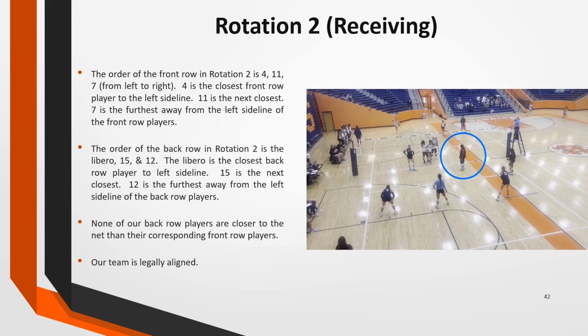Now let's look at number 11, our middle front, and our setter, our middle back. It's clear that our middle front 11 is closer to the net than our middle back, who is our setter. We're good there. Number 7, who is our right front, and number 12, who is our right back. It's clear that 7 is closer to the net than 12. So none of our back row players are closer to the net than the corresponding front row players. Now, because we're not going to get nitpicky with number 4, our left front, and our libero, our left back, our team is legally aligned.